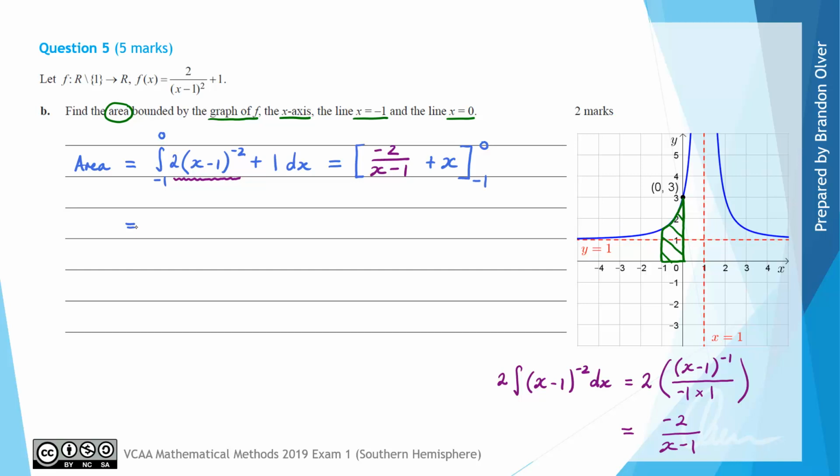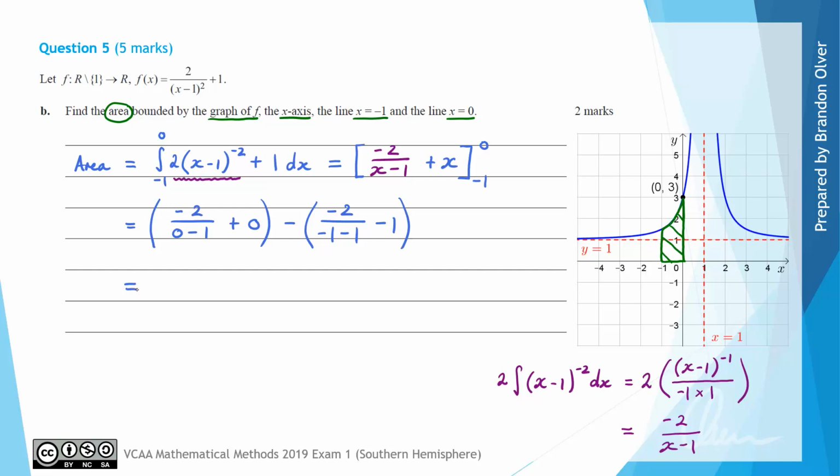Next up, we apply the fundamental theorem of integral calculus to work out this value. So what that means is we're just going to substitute in the upper terminal first. So the upper terminal is 0. Substituting that in, we'll have -2 over 0 subtract 1 plus x, which is going to be plus 0 with 0 substituted in. And then we subtract away from that the antiderivative with the lower terminal substituted in of -1. So we're going to have -2 over -1 minus 1. And then we add x, which is just the same as adding -1 on there.